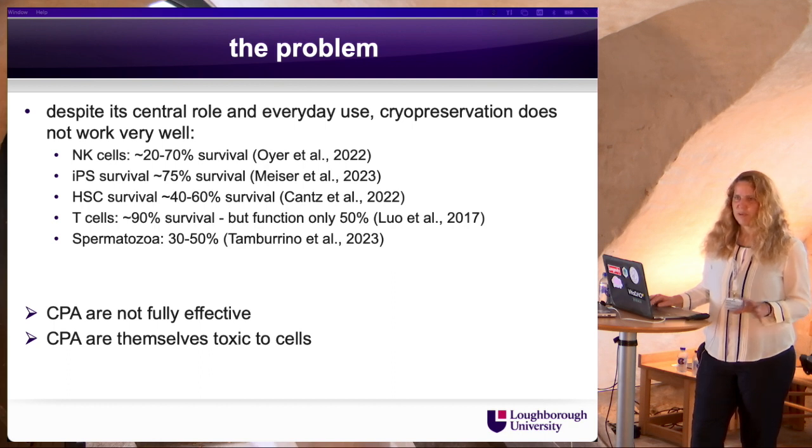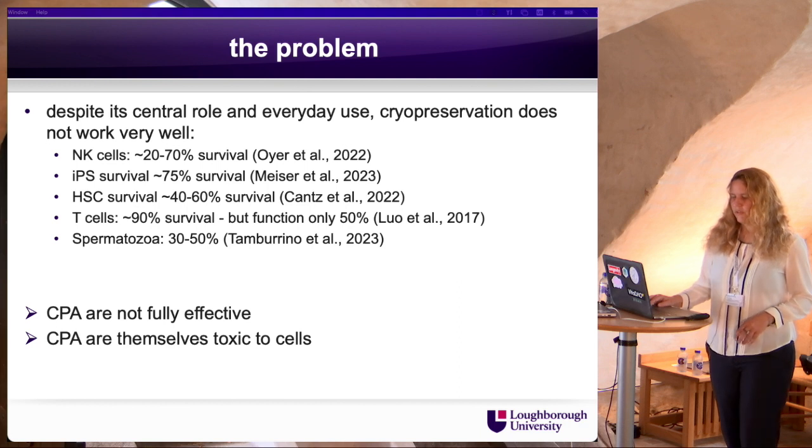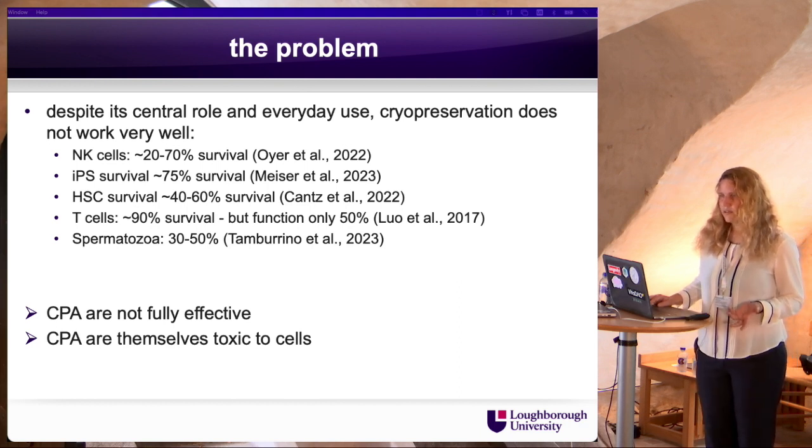IPS survival has been worked on a little better, so we are at roughly 75%. HSC has been in the clinic for 50, 60 years, and we are still only at 40 to 60% survival. T cells, the same thing. Sperm, same thing. So we really need to work on this. The CPAs that we're using are not fully effective, and they're also toxic to your cells.